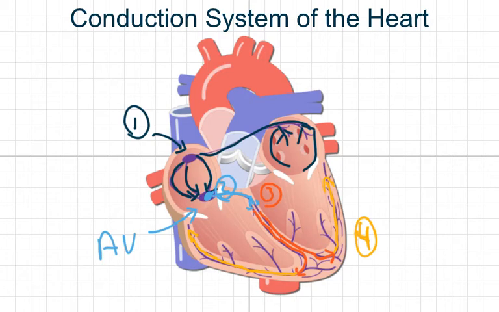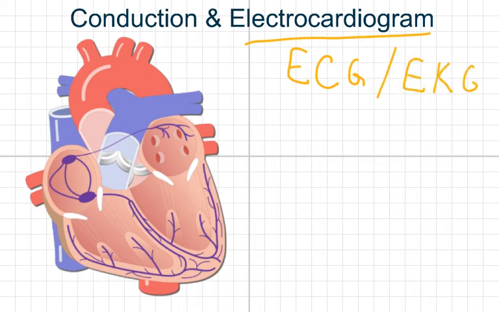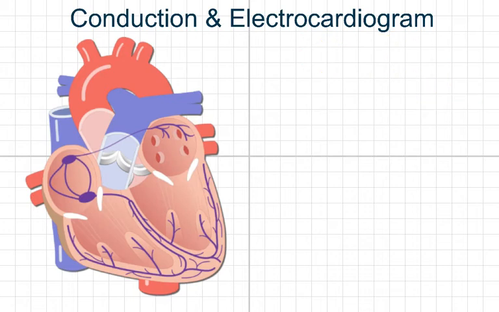Now, the reason we discuss this is because we can actually measure the electrical conduction of the heart. And we do this through a test called the electrocardiogram, also known as ECG and sometimes called EKG. Right? And so when we measure this, we actually get a complex wave, which looks a little bit like this. That's what we get when we look at an ECG.